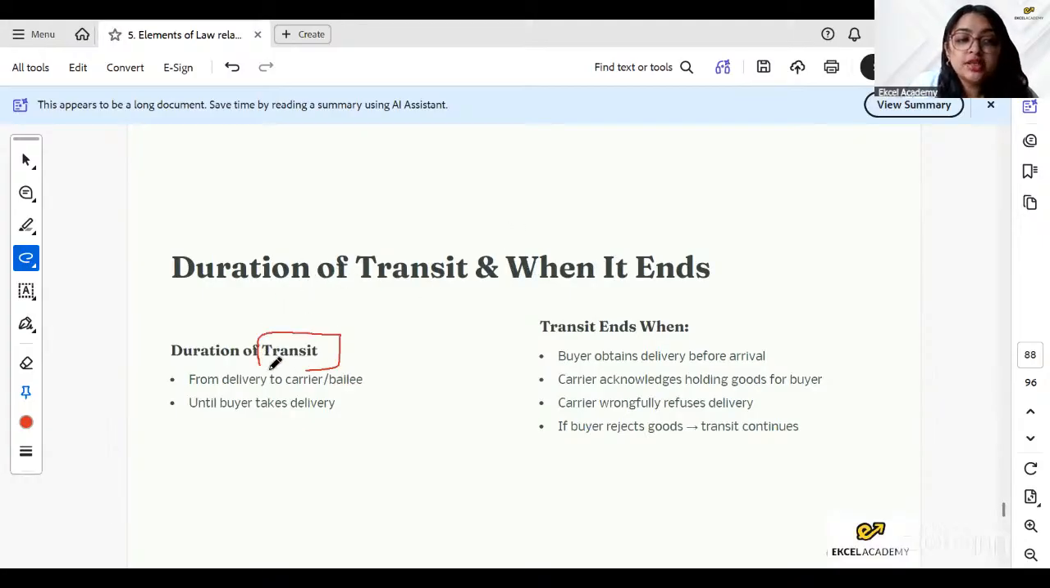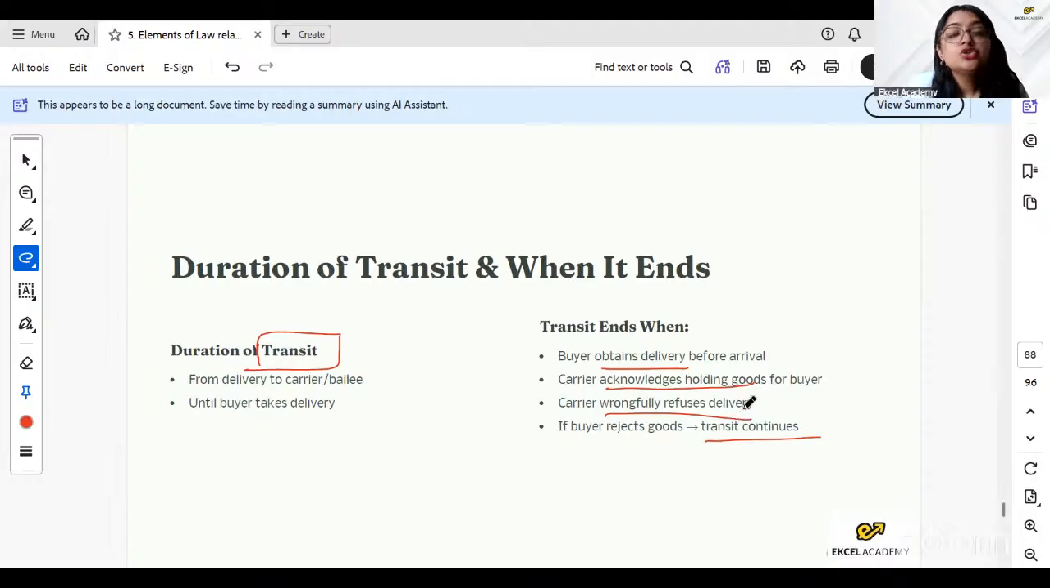So when are the goods said to be in transit? From delivery to the courier and until the buyer actually takes the delivery, that's when your transit ends. Transit ends when buyer obtains delivery. Or the courier acknowledges holding goods for the buyer, which means that the buyer has said, yes, these goods are now mine, but until this so and so time, the courier will hold it. If the courier wrongfully refuses delivery, or if the buyer rejects goods, your transit will continue.